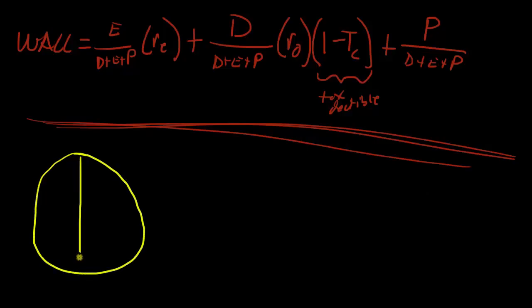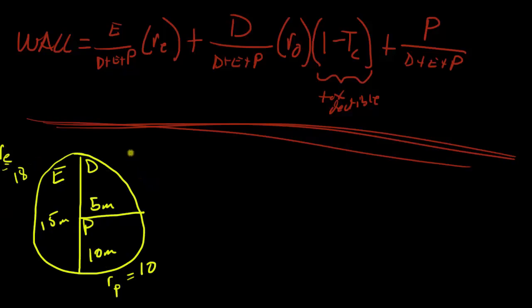Okay, so let's do a relatively simple WACC where I have in equity, following our other example, 15 million, and in my preferred stock I have $10 million, and my debt is $5 million. And my rates of return on the capital structure: 10 for my rate of preferred stock, 18 for my rate of equity, and let's do 8 for my rate of debt, okay?